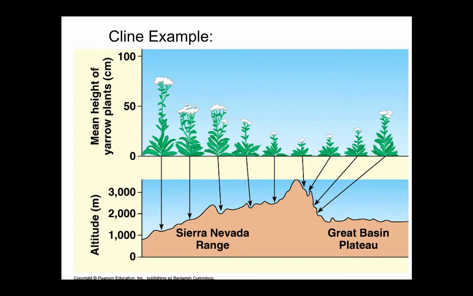Another cline example would be the heights of yarrow plants, right? We have the Sierra Nevada Range and the Great Basin Plateau with the elevation increase, and we find that as we go up in elevation, the plants don't grow as tall or as big because, again, we're looking at a more limited set of resources available as we go up in elevation.